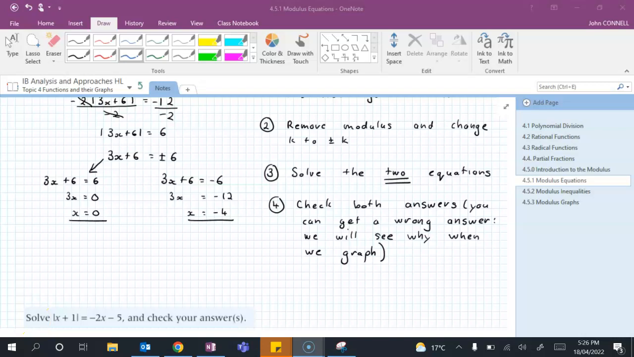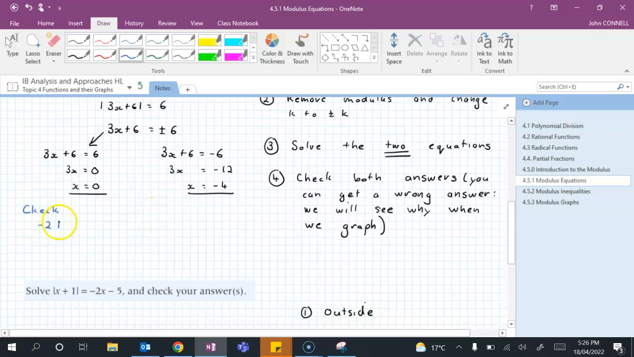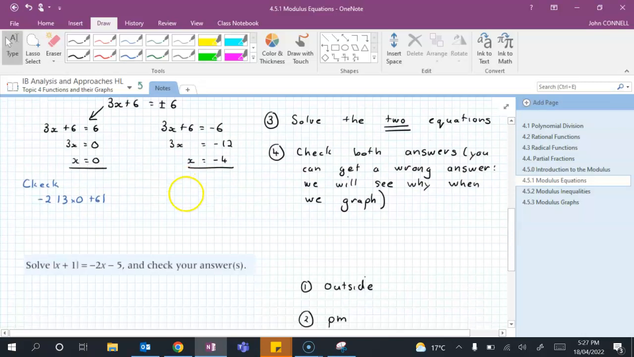Just before we finish, we've got to check both answers, because you can actually get a wrong answer, and we'll see why later when we're actually graphing. So let's check it. If I substitute x equals 0 into my original equation, and it's good to do it into your original equation, I'm going to get 3 times 0 plus 6 plus 2. So that'll be minus 2 times the modulus of 6, plus 2. So it'll be minus 2 times 6 plus 2, which is minus 12 plus 2, which is minus 10. So that's correct, that figures.